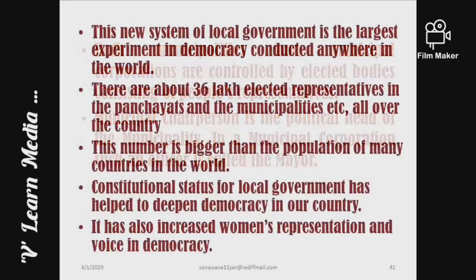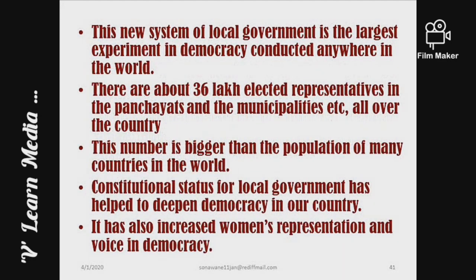This new system of local government is the largest experiment in democracy conducted anywhere in the world. There are about 36 lakh elected representatives in the panchayats and the municipalities etc., all over the country. This number is bigger than the population of many countries in the world. Constitutional status for local government has helped to deepen democracy in our country. It has also increased women's representation and voice in democracy.